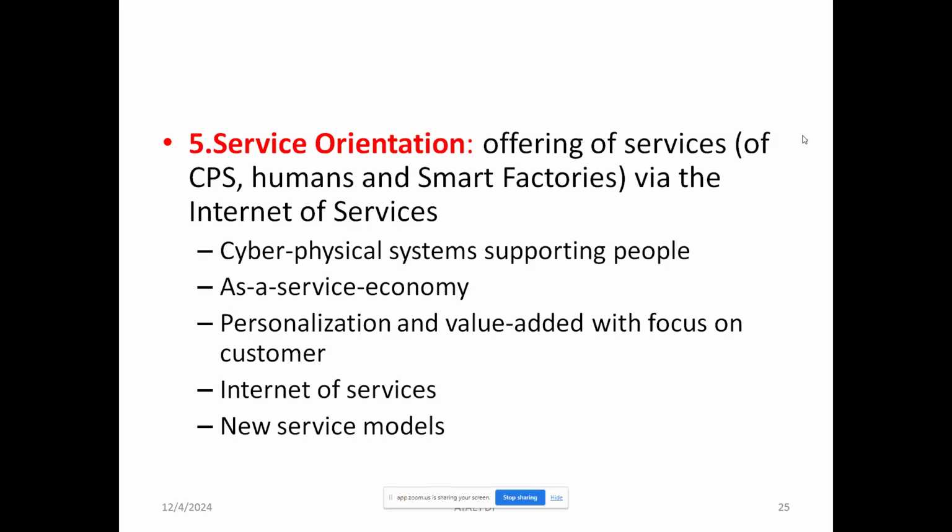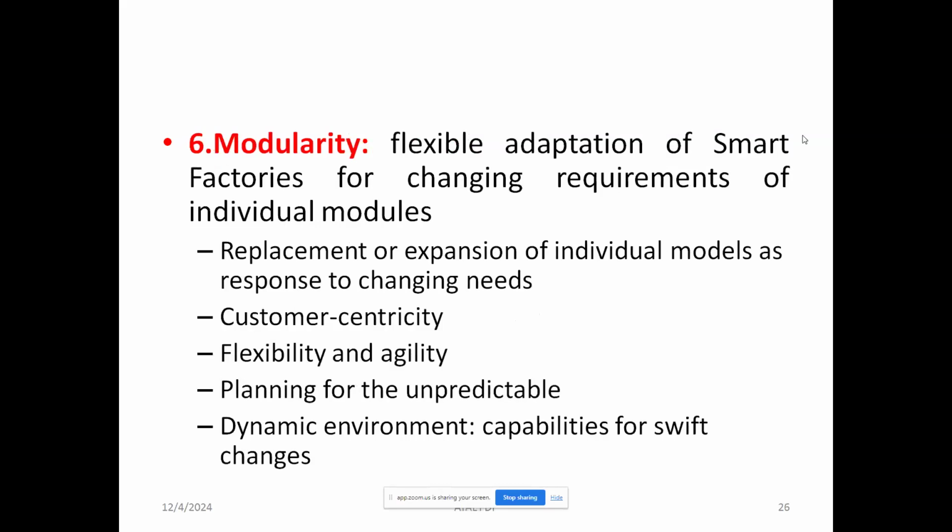And the last one, modularity. Yes, scalability and expandability, everything comes under modularity. So here is flexible adaptation of the smart factories for changing the requirements of individual modules. We can have a module, maybe from a smaller level to a larger level. Depending upon our usage, we are able to introduce various modules. Whenever it is not in use, we can replace the module. So attachment as well as detachment of various modules is possible. So replacement as well as expansion of the individual modules as per the demand, as per the response to changing needs, we can do.